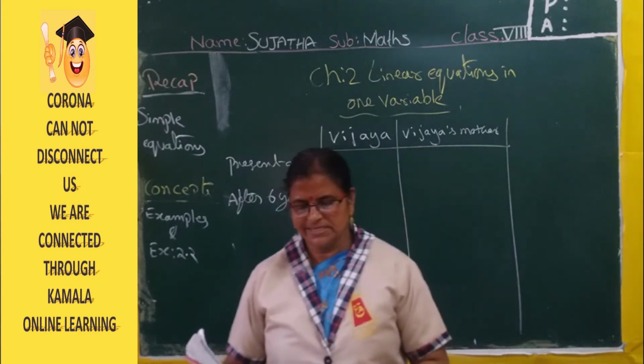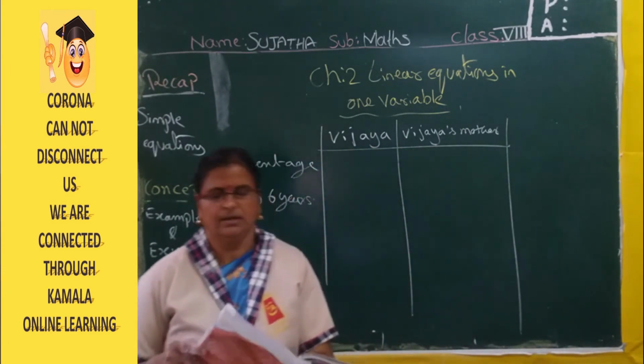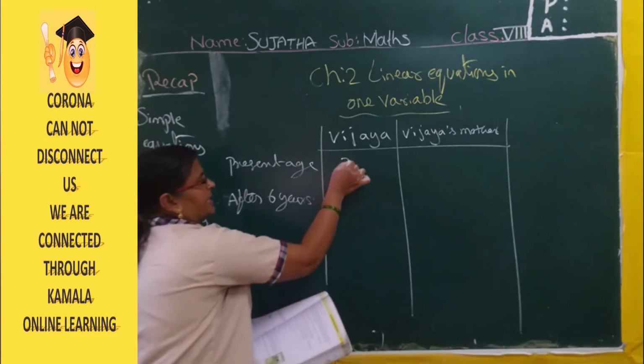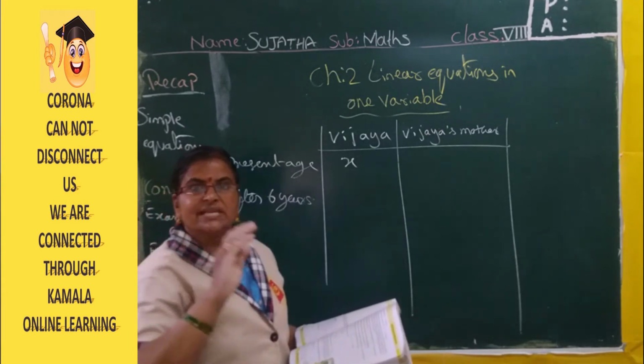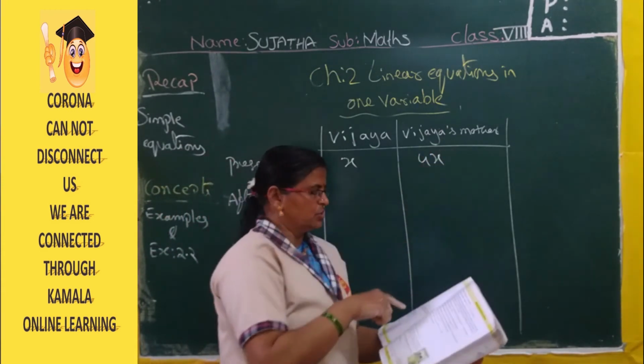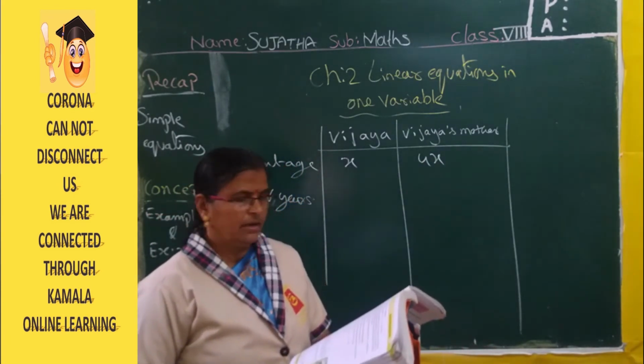See, the present age of Vijaya's mother is 4 times the present age of Vijaya. Present age of Vijaya, we don't know. So x years. So what is the present age of her mother? 4x. 4 times is given, no? In the question only given. 4 times the present age of Vijaya, her mother will be.